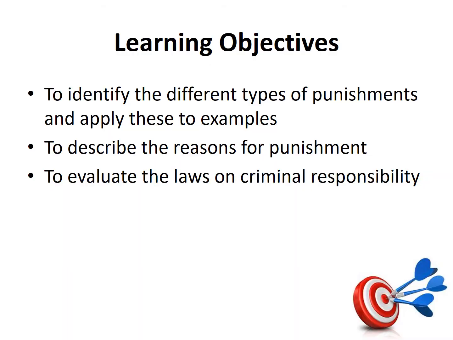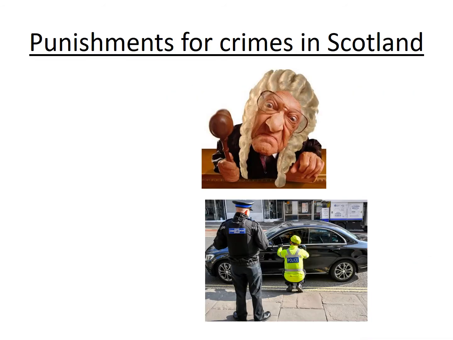So our three main aims for today, our learning objectives, are: firstly, to identify the different types of punishments and apply these to examples of crimes; to describe the reasons for punishment; and to evaluate the laws on criminal responsibility. So at what age in Scotland do people have criminal responsibility? Now, punishments for crimes in Scotland.